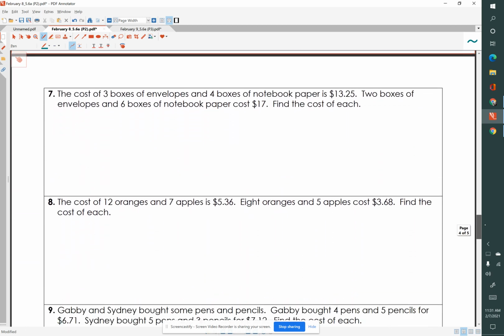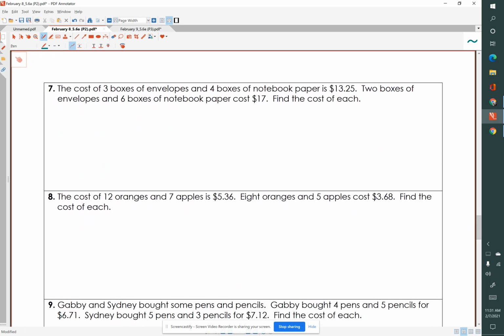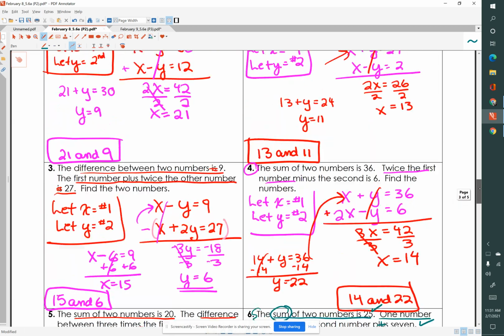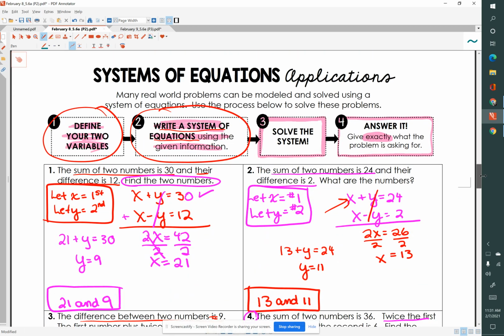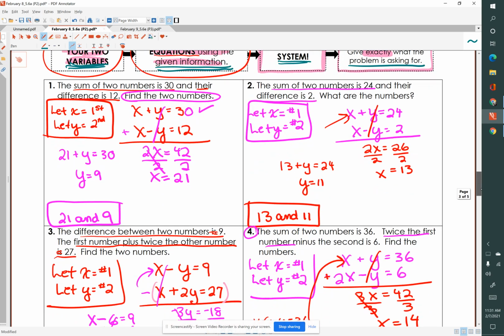Okay, so now we've got slightly different problems, but the process is the same. Let's review it. Always define your variables. Then we're going to write a system of equations, solve the system, answer the problem, giving exactly what is asked for.